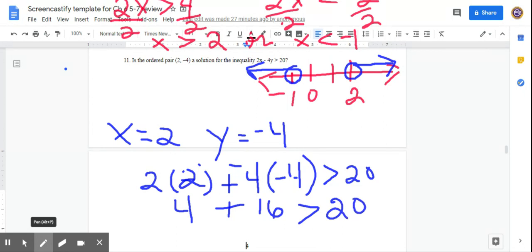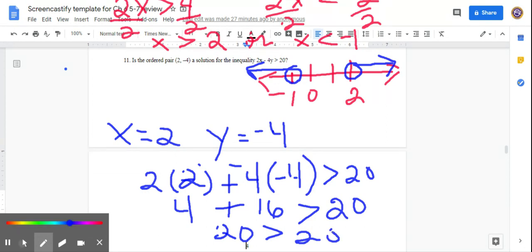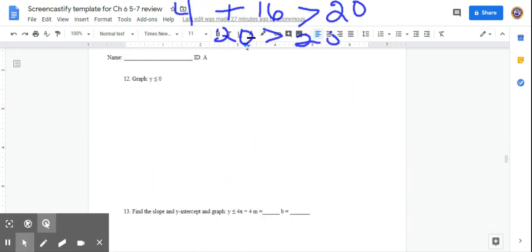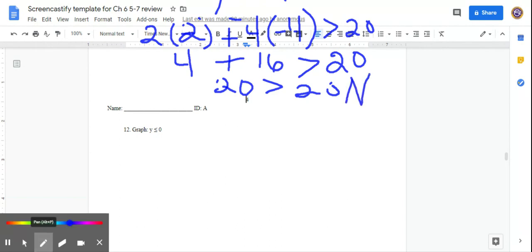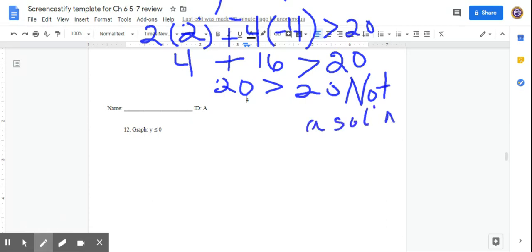So 4 plus 16 is greater than 20. Is 20 greater than 20? No. 20 equals 20. So if this said 20 is greater than or equal to 20, the answer would be yes. But because 20 is not greater than 20, this is not a solution. So not a solution. Okay.